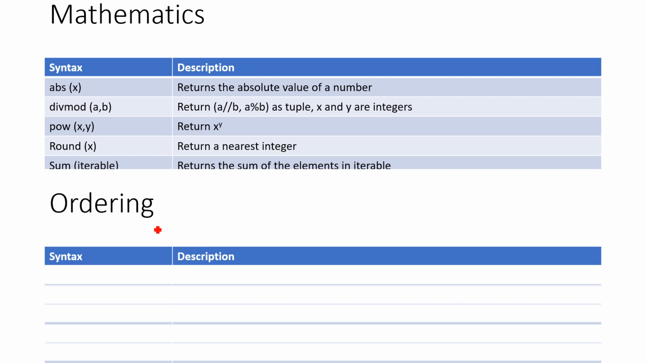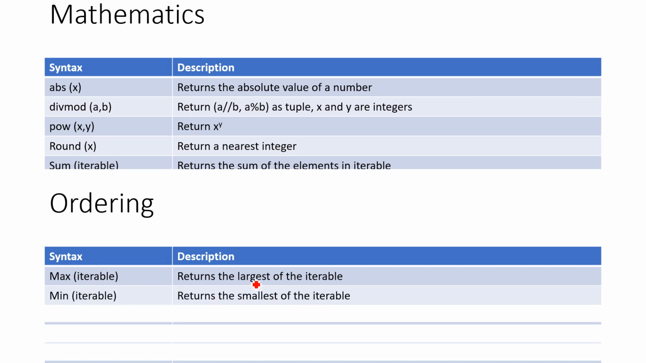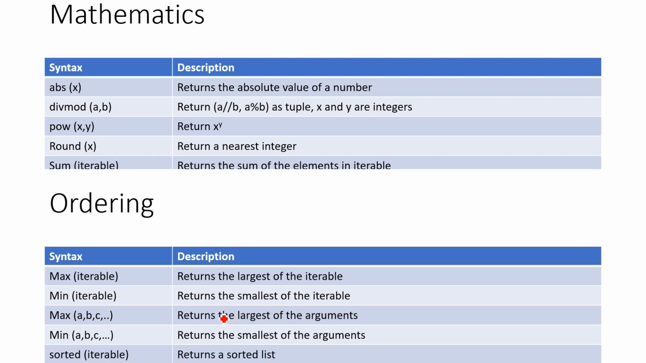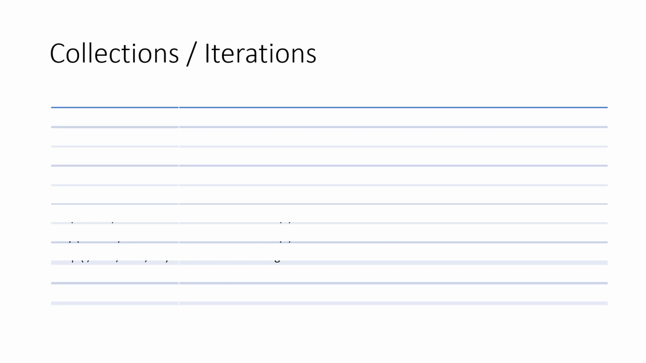Then we also have ordering techniques. Using ordering, we can find the maximum value among the given iterable; max returns the largest of the iterable. We also have min of the iterable, which returns the smallest. Max of the given arguments can also be computed, and it returns the maximum value. Similarly, we can find the minimum of the given arguments. If you want to sort the numbers, we have sorted of an iterable, which returns a sorted list.